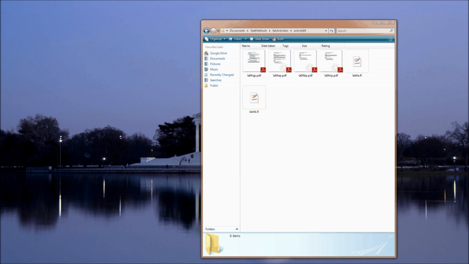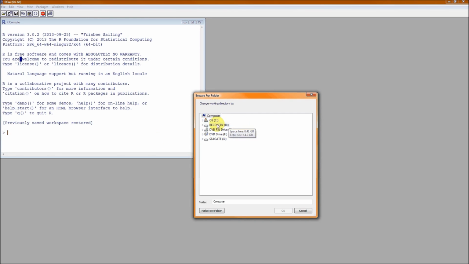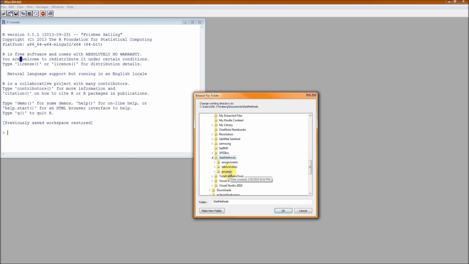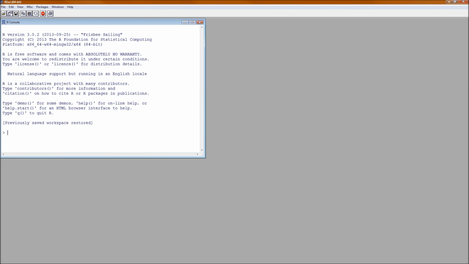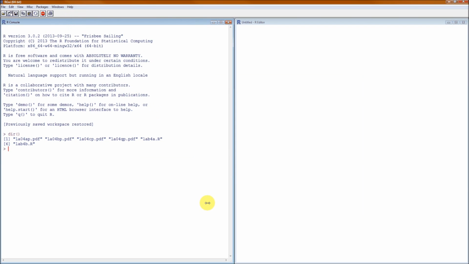So let's start R as usual. Set the working directory. Double check that we're in the right place. Yep, again, notice lab4b.r. Start a new script. We'll go ahead and tile these vertically. Let's see where we are.